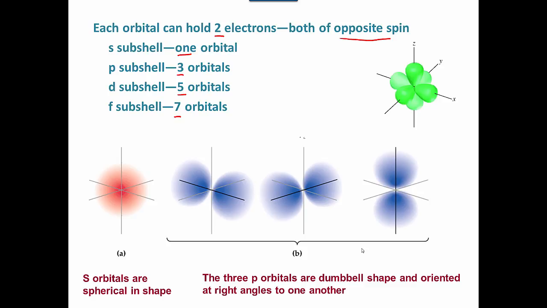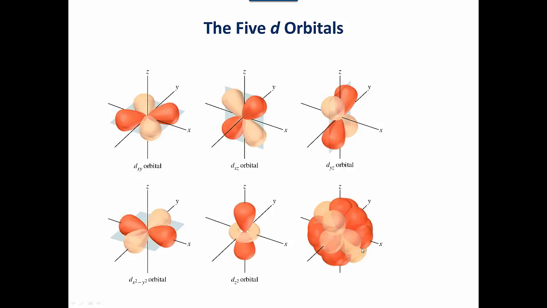For the p orbitals, we have 3 p orbitals, and notice here that the p orbitals consist of these 2 lobes, and so the highest probability of finding an electron is within these regions of these lobes. So the 3 p orbitals are oriented at right angles to one another. Now let's go ahead and look at the 5 d orbitals.